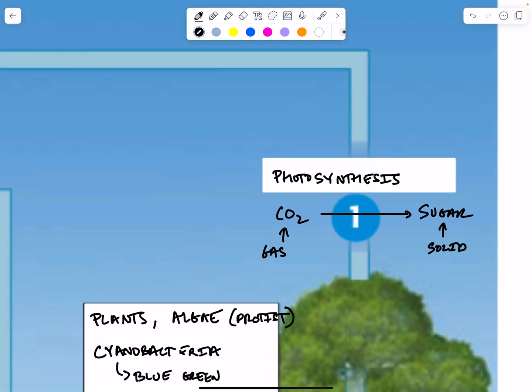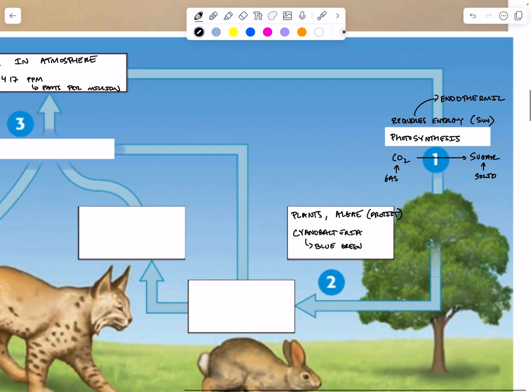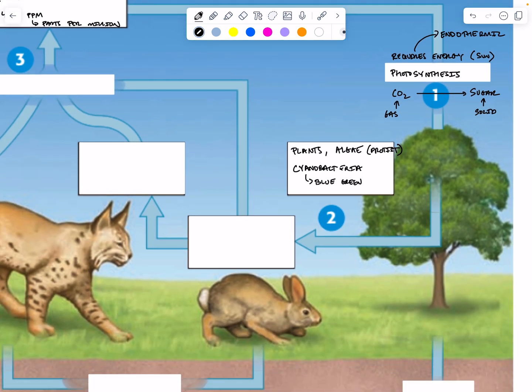Photosynthesis requires sunlight in order to be performed. So we'll say it's a reaction that requires energy. And that energy is the sun. Because it requires energy, we call it endothermic.